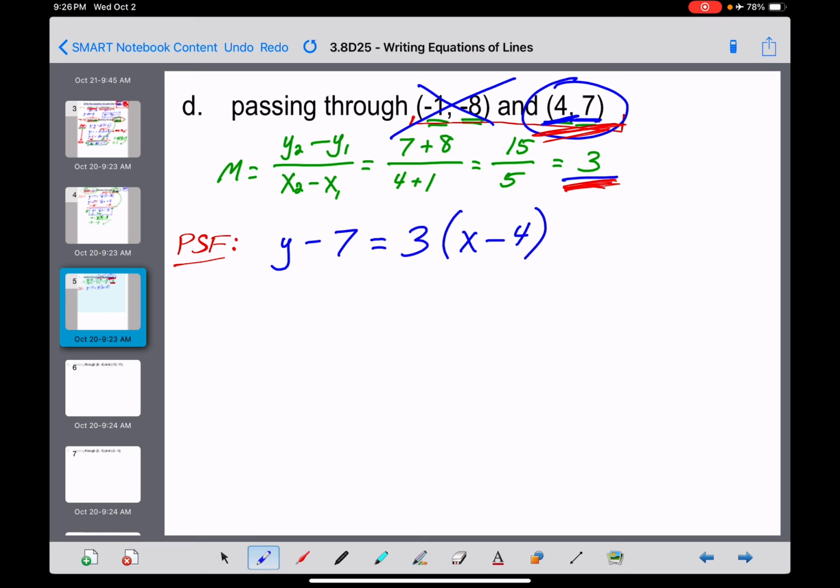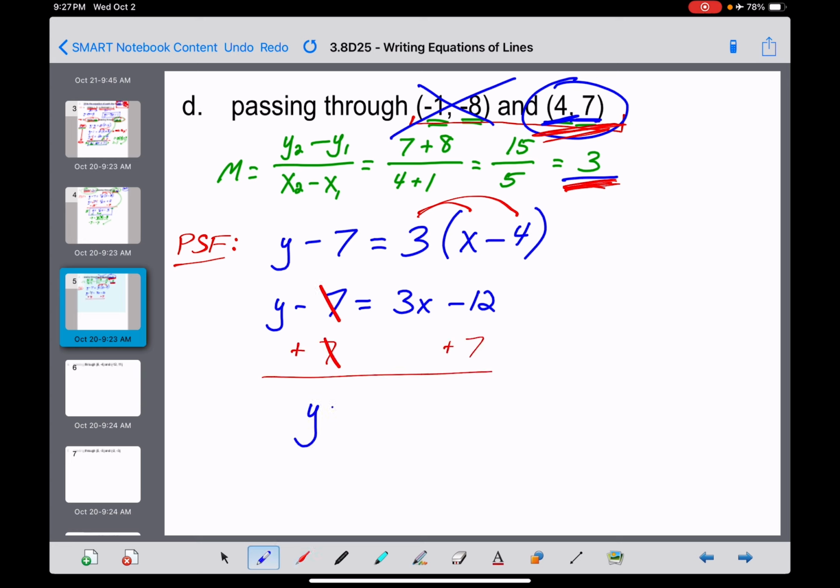So there's the equation in point slope, but again, the directions say put it in slope intercept, so we solve for y. We distribute that 3 here and get y minus 7 is equal to 3x minus 12, and from there, plus 7, and I think we got it here, guys. y is equal to 3x minus 5. So I believe that's our answer.